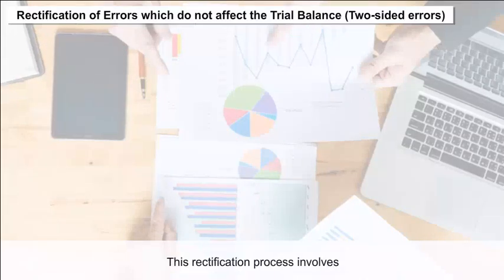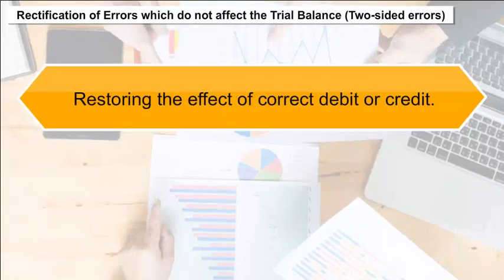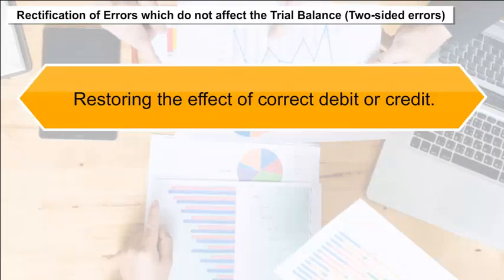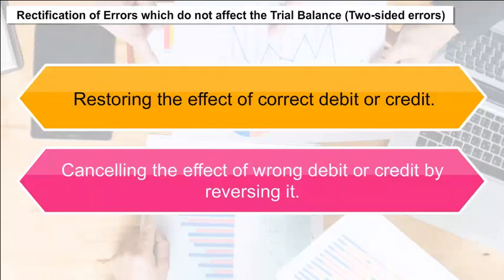This rectification process involves: A. Restoring the effect of correct debit or credit. B. Cancelling the effect of wrong debit or credit by reversing it.